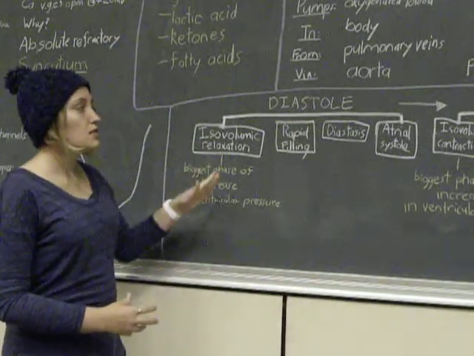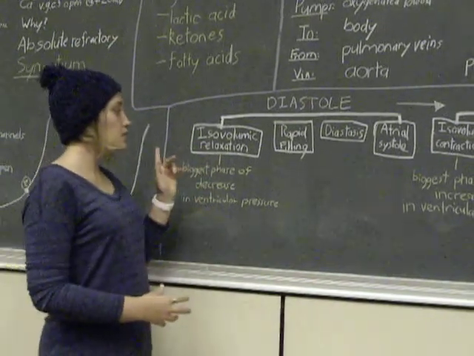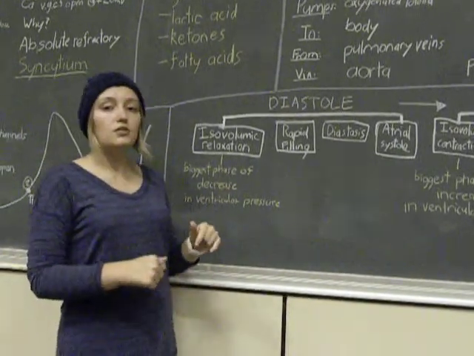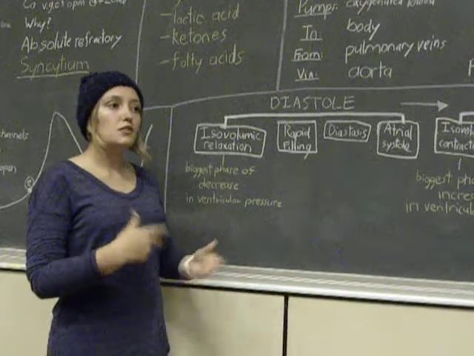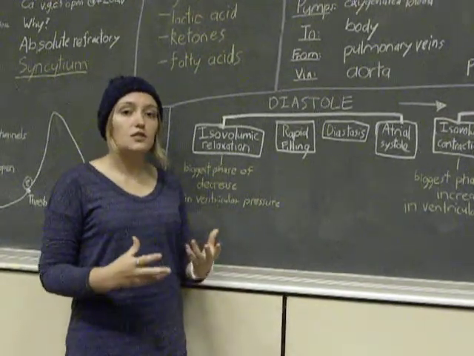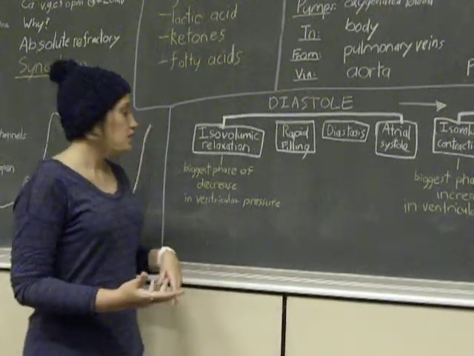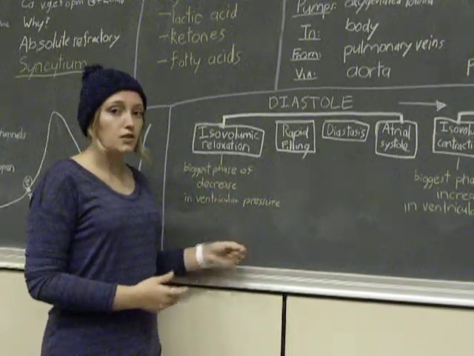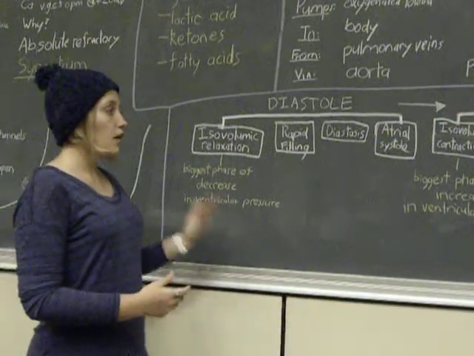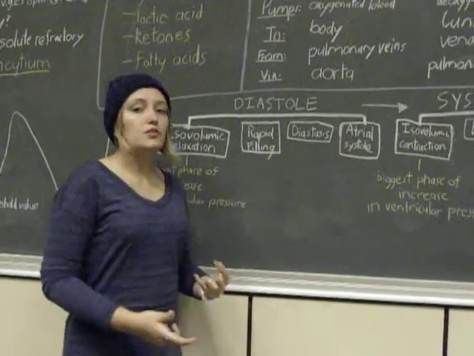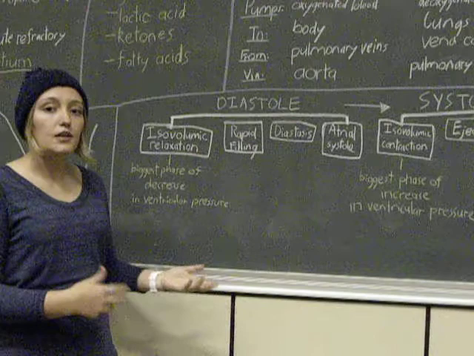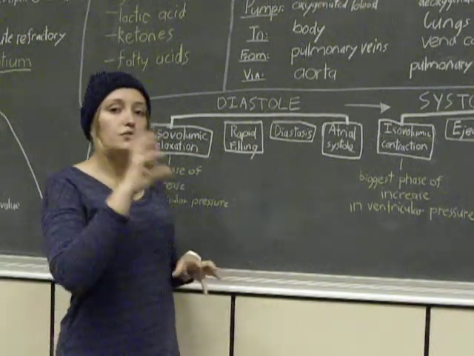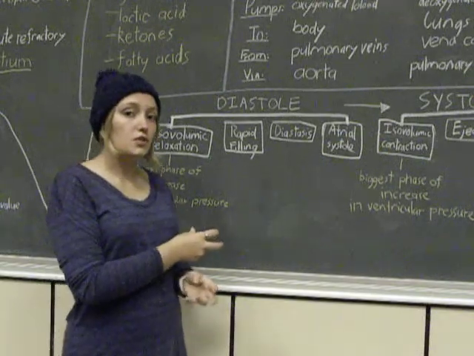So the first thing you have in diastole is your isovolumic relaxation, which is when all your valves are closed and your ventricle is relaxing, which is starting to create a very large pressure difference across the AV valve. So that's where you'll have your biggest phase of decrease in ventricular pressure, which is important to know. And then after that, this pressure difference eventually allows the AV valve to open, which is when you have rapid filling of the ventricle. So the blood from the atrium is now going to rush into the ventricle.